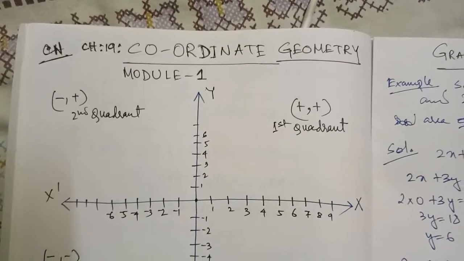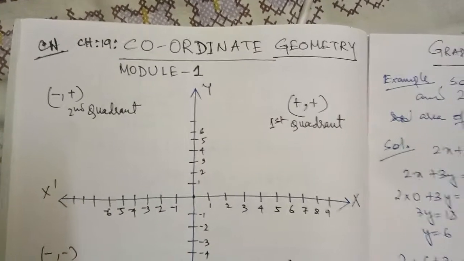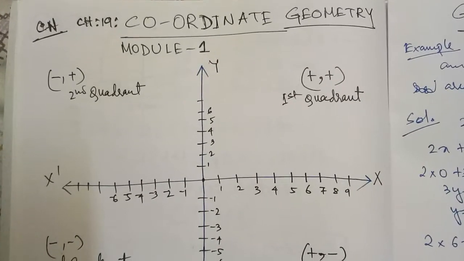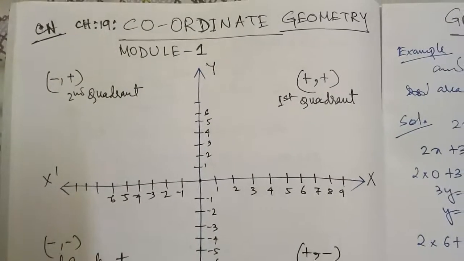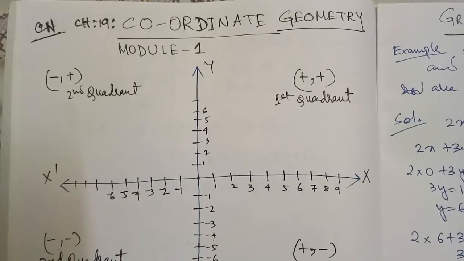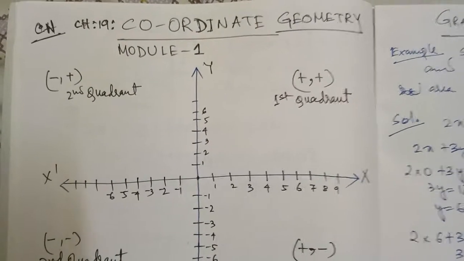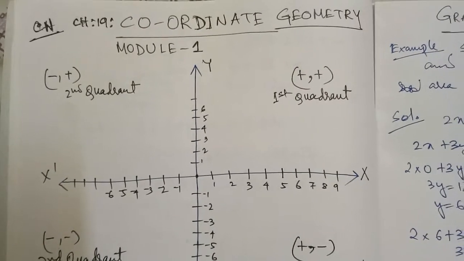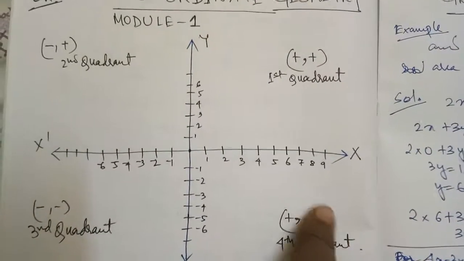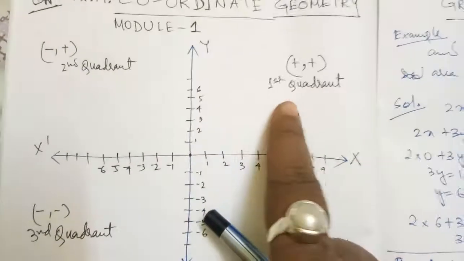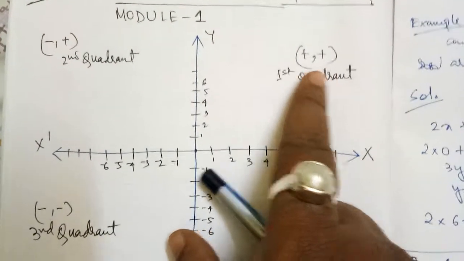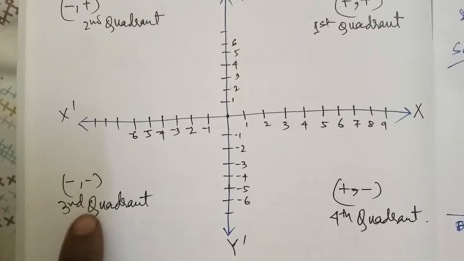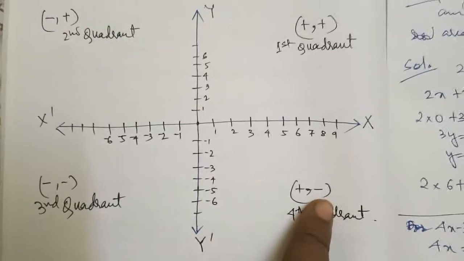Today we'll be starting with a new chapter, that is coordinate geometry. I hope this graph part you know, all of you. We have two axes, that is the x-axis and y-axis, and how many quadrants there are, these things you already know, and how plotting is done you also know. Just here what I've written, see, first quadrant is having plus plus, second quadrant is having minus plus, third quadrant we have minus minus, and fourth quadrant is having plus minus.